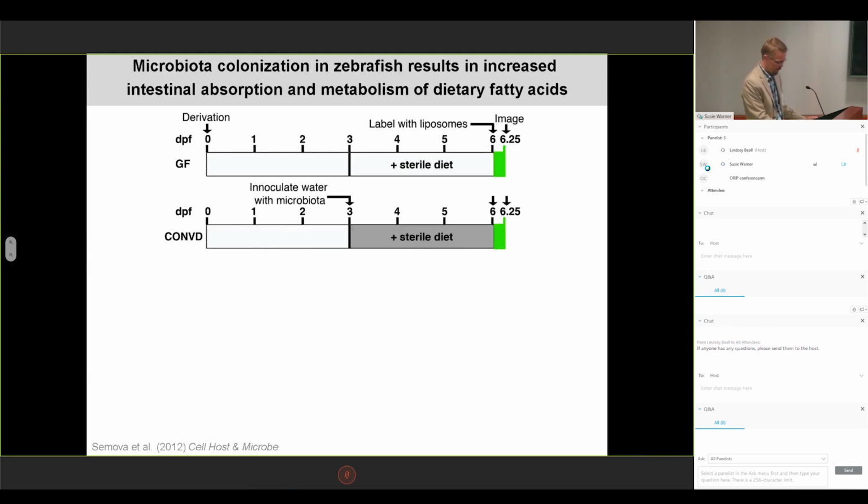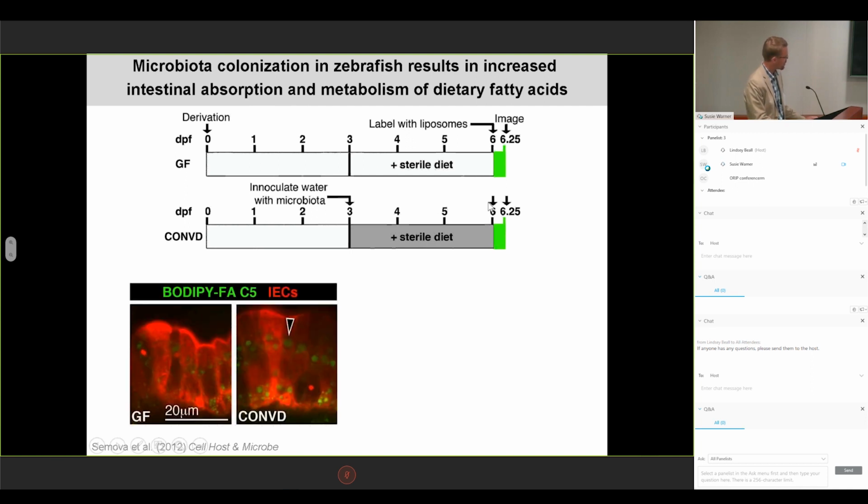So again, we used these germ-free derivation protocols. We derive zebrafish germ-free at day 0, and then the germ-free animals, we give them a sterile diet and do this egg yolk feeding assay at day 6. And for control, we can take some germ-free animals and inoculate their water with the microbiome at day 3, and then give them the same sterile diet, and do the same experiment at the end.